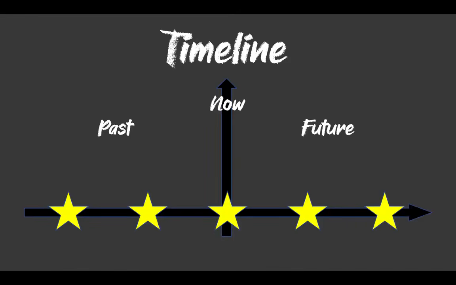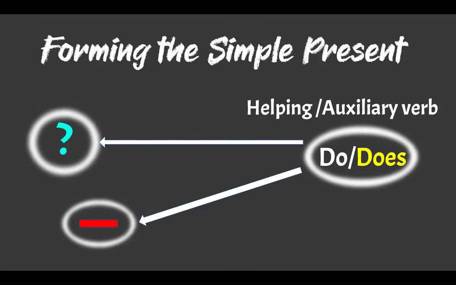So let's look at the timeline. The yellow star represents the present simple. So you can see it in the past, now, and in the future. But why is that? Well, I will explain in a minute. Let's first take a look at forming the simple present, or the present simple.